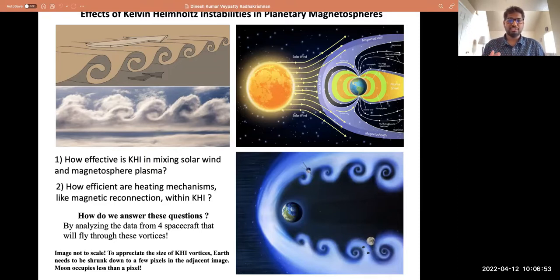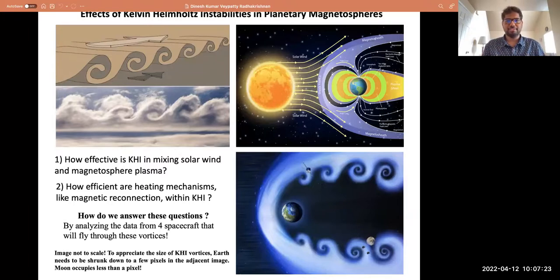In addition to this, KHI vortices also heat the plasma as a result of various wave particle interactions. What we do not know is how efficient KHI vortices are in mixing and heating the plasma. So far, we know of 3 heating mechanisms, but we don't know which is the dominant one and its dependence on the local solar wind conditions. What we do know is that the Earth's magnetosphere is about 50 times hotter than the solar wind. Can KHI induced heating explain this?